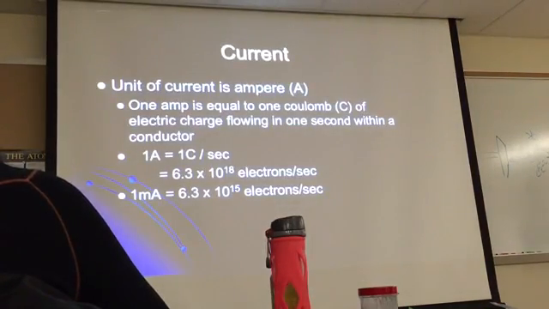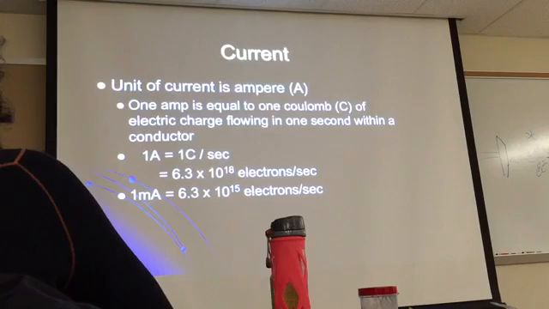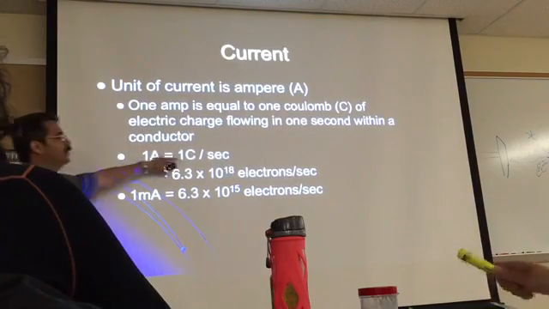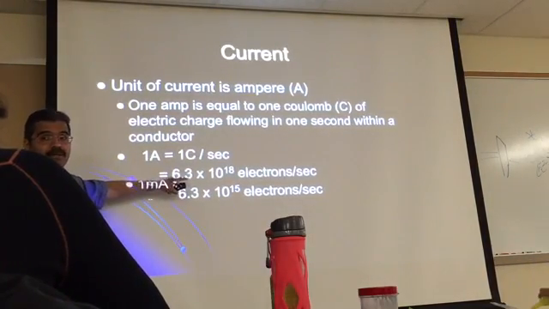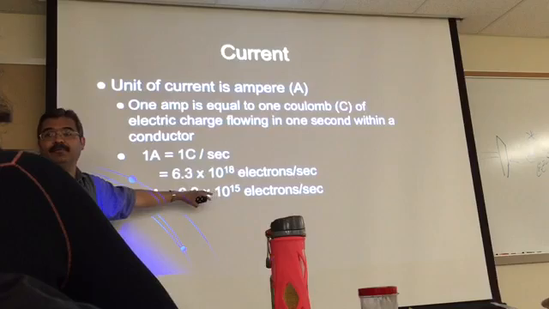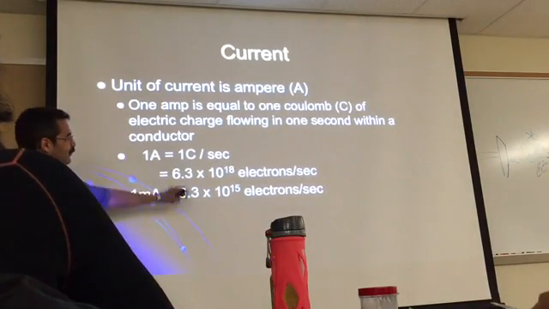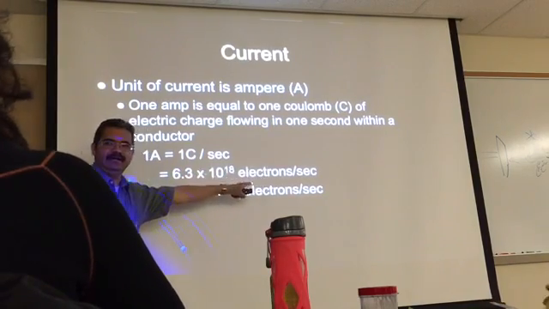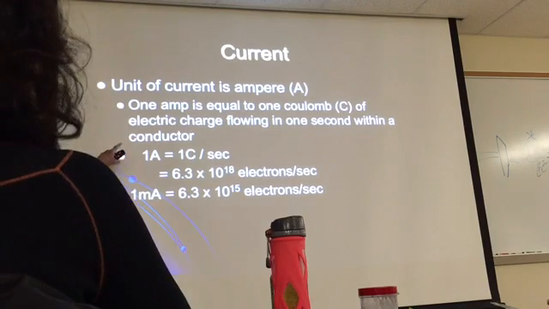So the unit of current is the amp. 1 amp is equal to approximately 1 coulomb of electric charge flowing in 1 second within a conductor. So 1 amp is 1 coulomb per second, which is equal to, you've seen this number before, 6.3 times 10 to the 18 electrons per second. Lots of electrons in 1 amp.